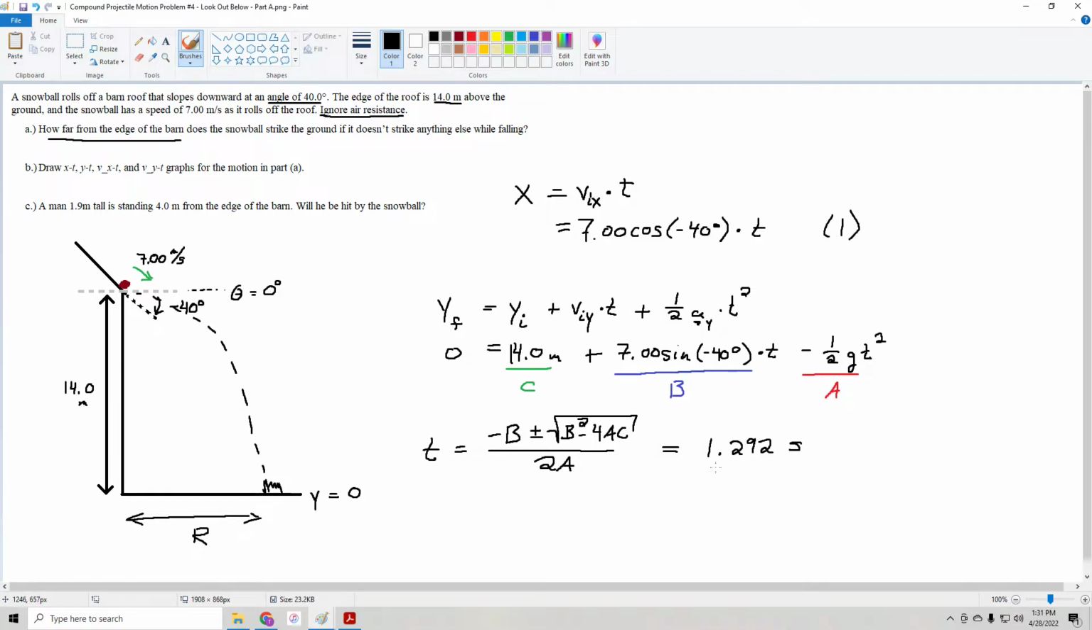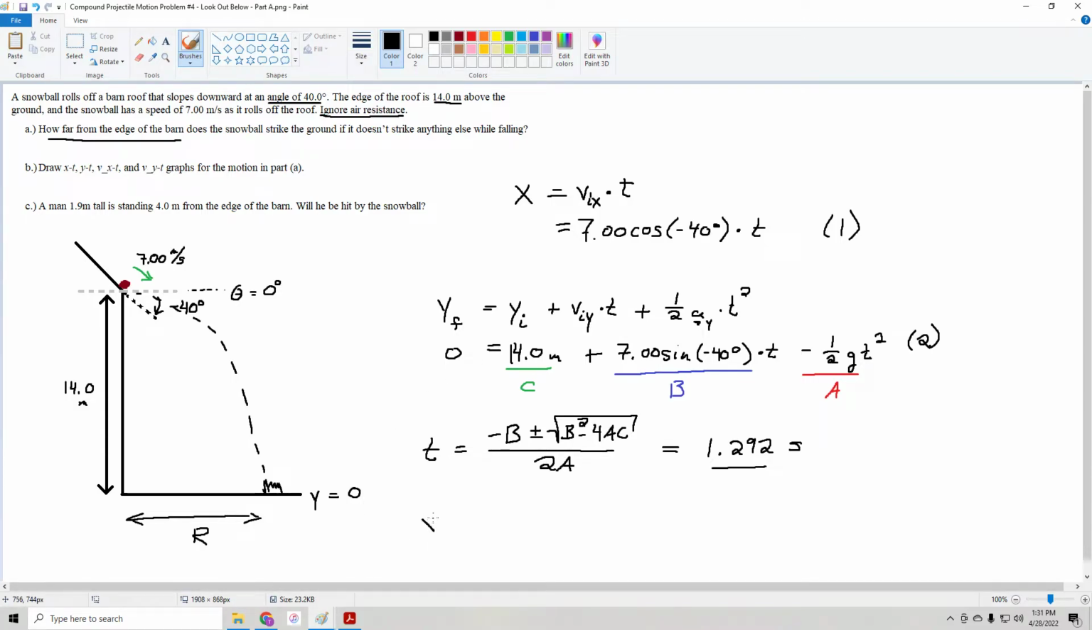So as long as you get a positive 1.292 seconds as one of your answers from using the quadratic formula, that's perfect. This is the time that we need in this second equation here that we want to plug back into equation 1. That is exactly the whole goal of why we solved for the time in equation 2. So let me kind of remove this here. It's getting a little messy. I'll put 2 back here. And so now if I want to plug this time back into equation 1, what do we get?